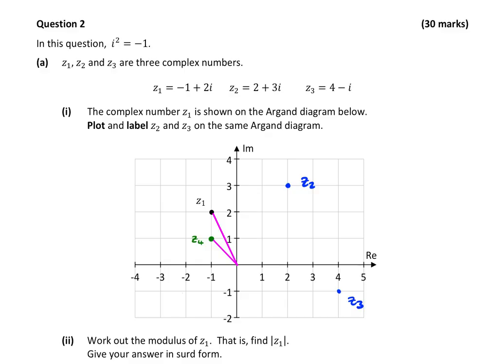So we know that Z1 was equal to -1 plus 2i. So we need to go to -1 on the real axis and we need to go up 2. So you can see there that's Z1. Z2, we need to go to 2 on the real axis, and we need to go up as far as 3, so (2, 3). Z3 is 4 and -1i, so we go to 4 and we go to -1 on the imaginary axis. So we can see there Z3 is going to be (4, -1).